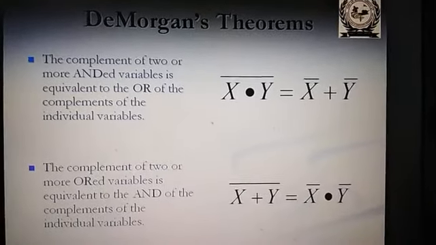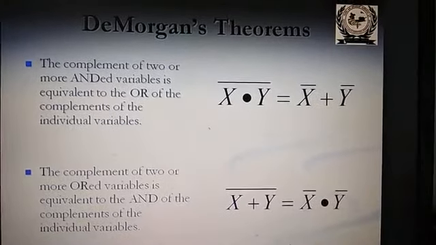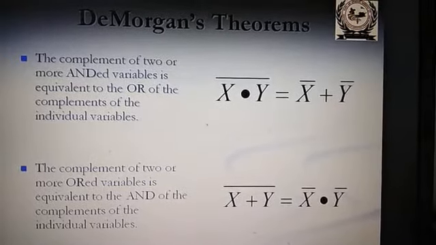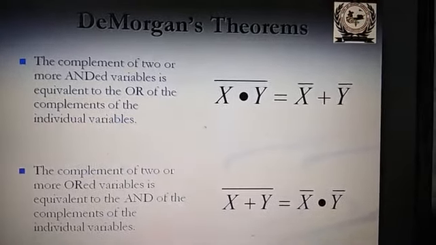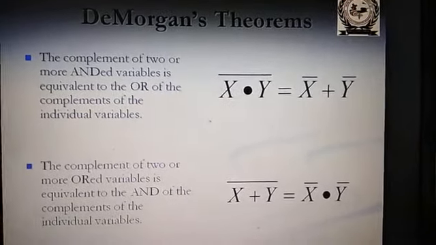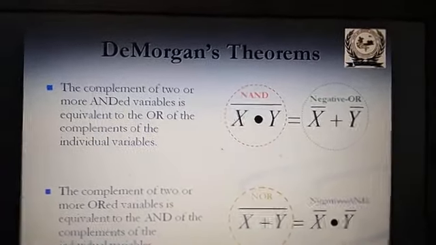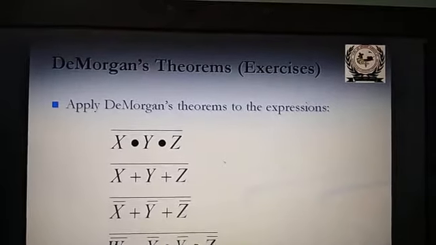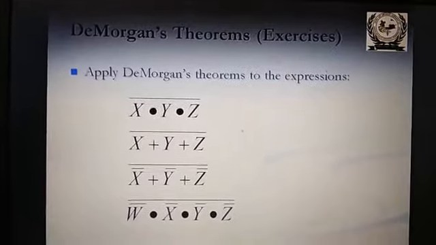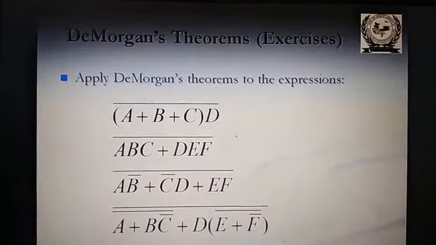And the second De Morgan's theorem is that the complement of two or more ORed variables is equivalent to the AND of the complements of the individual variables. That is, (x plus y) whole bar is equal to x bar dot y bar. These theorems we have seen. And the exercise on De Morgan's theorem: apply De Morgan's theorem on these particular equations that we have gone through.